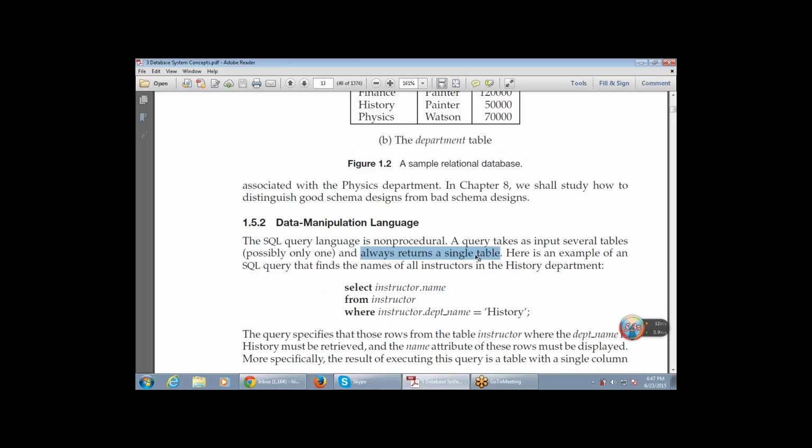The next is an example of the structured query language, a SQL query that finds the names of all the instructors in the history department. That is: select instructor.name from instructor where instructor.department name equals history. So find the instructor name from the instructor table, where the department name is history.